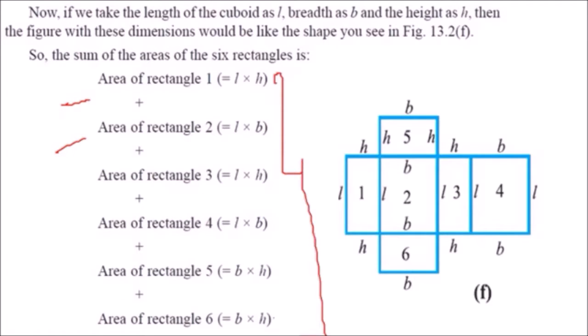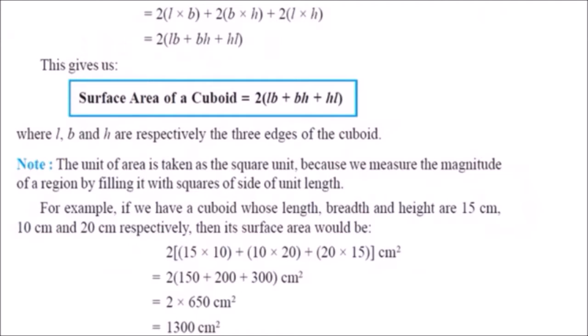Let us add them. We are adding the area of all the rectangles. Essentially 6 faces are there. So we are adding the area of the 6 faces, and we know how we found the area. When we add, this will be equal to 2 times (LB plus BH plus HL): length into breadth plus breadth into height plus height into length, twice of this. This is the surface area of the cuboid.